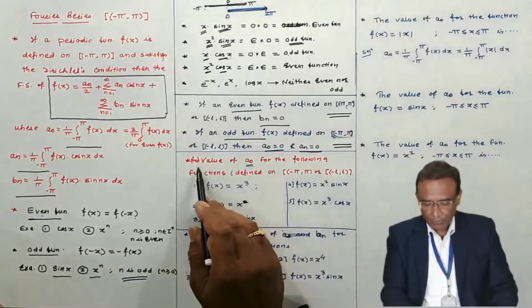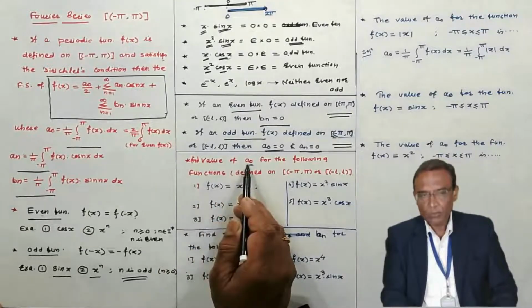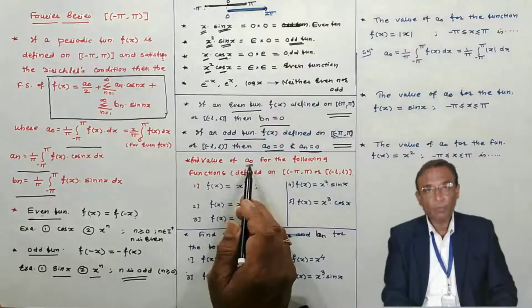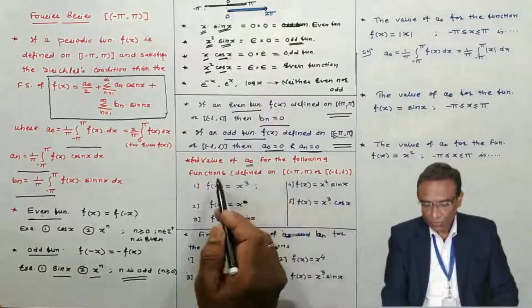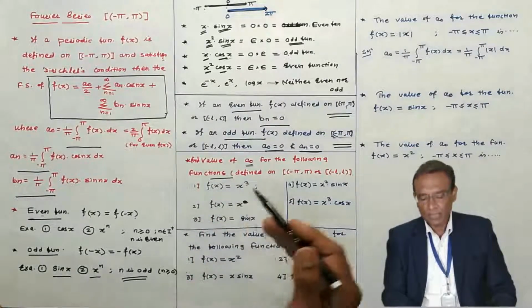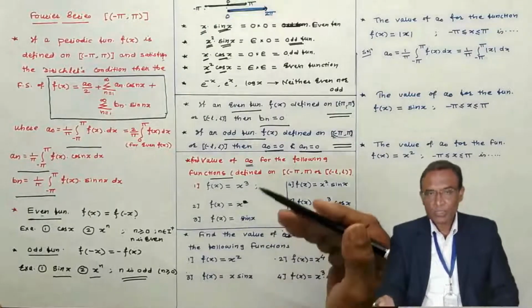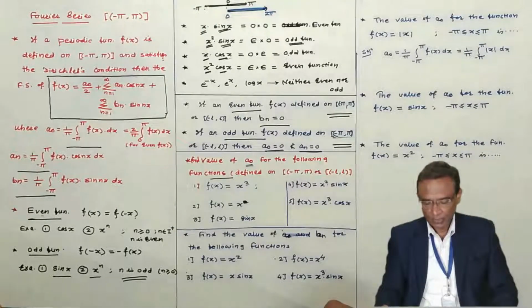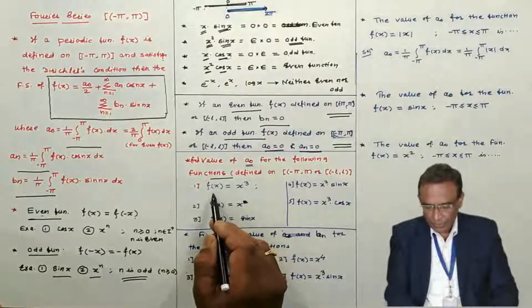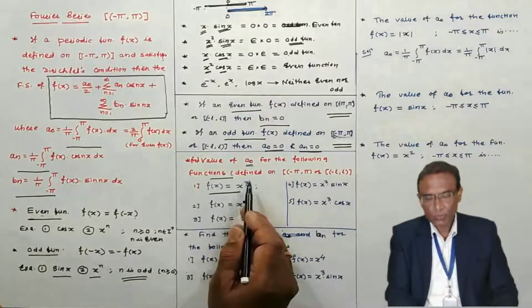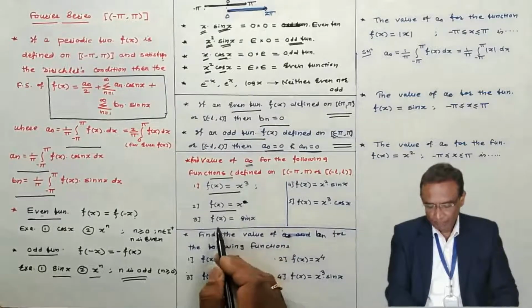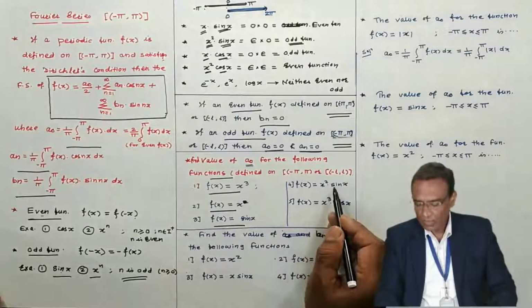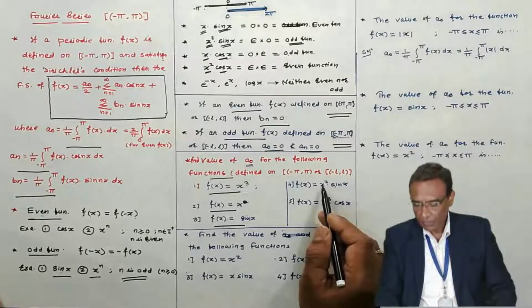Very quickly, find the value of a0. In the examination, the value of a0 will be asked. Find the value of a0 for the following functions. In order to save time, I have not written it in the standard MCQ format. See, this function is an odd function, x to the power 3. This function is an odd function, x to the power 1. This function is an even function. This function is an odd function.